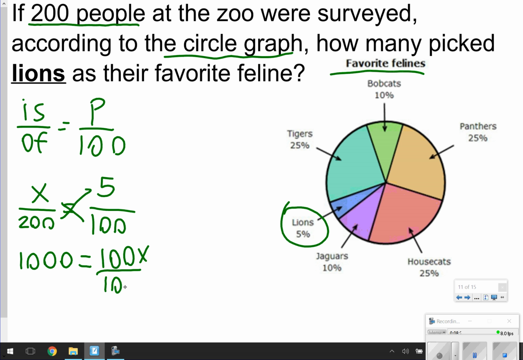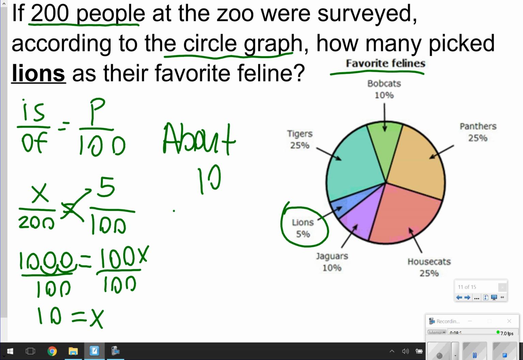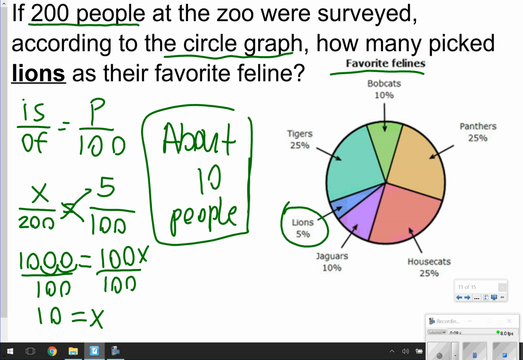Divide both sides by 100. Again, quick and easy step. 2 places inward to divide by 100. X is going to be equal to 10. So we would say about 10 people. The next slide you're going to be trying on your own, so get ready to write.